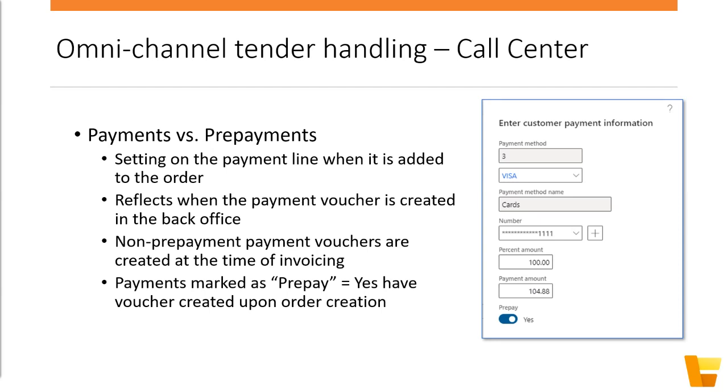So call center has another thing called payments or prepayments. A payment is, you can think about your traditional auth capture, where we take the payment when the order is created, and then when the order is fulfilled, that payment hits the books, so to speak, or a payment voucher is created for that payment. If you turn on prepayment when you're adding an order in the call center, that payment is captured immediately. In the case of credit card transactions, we actually capture that payment and a voucher is created for that payment. So that's a setting on the tender line when the tender is added to the order.